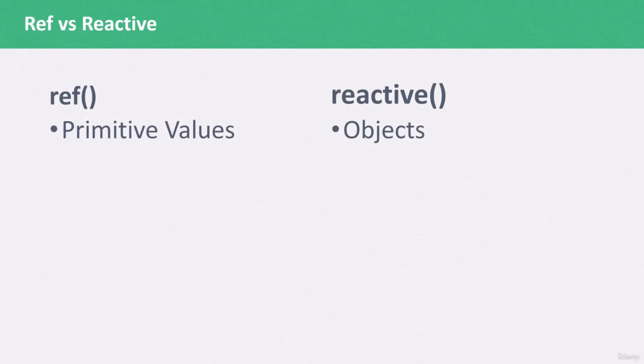The biggest difference is the types of values you can use in either one. The ref function is meant for primitive values, such as strings, numbers, and booleans. If you want to create a reactive object, you'll need to use the reactive function. You can't pass a primitive value to the reactive function. Otherwise, you will receive errors for doing so. Both functions add reactivity to your values, but for different data types.